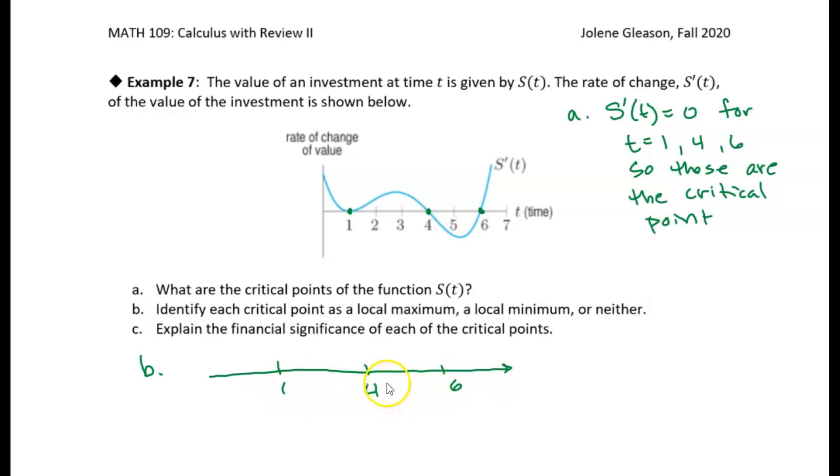So let's take a look at the sign of the derivative. When the derivative is positive, the original function is increasing. To the left of 1, the derivative is positive, so it's an increasing function. To the right of 1, it's again positive, so s of t is increasing. Between 4 and 6, the derivative is below the t-axis, so it's negative, and the original function s of t is decreasing on that interval. To the right of 6, it's positive again, so it's increasing.